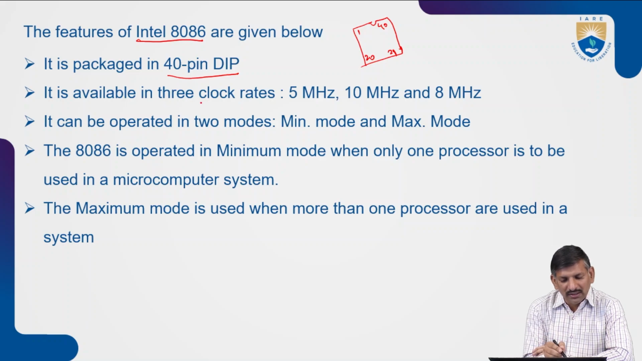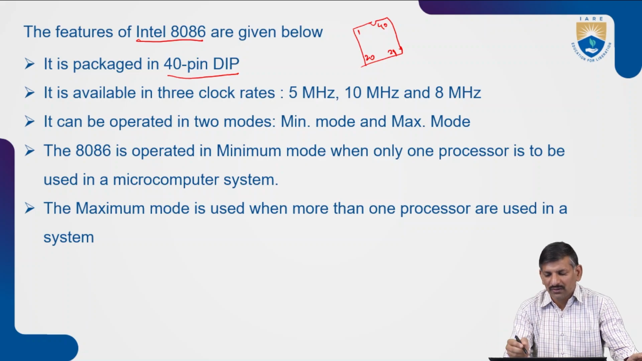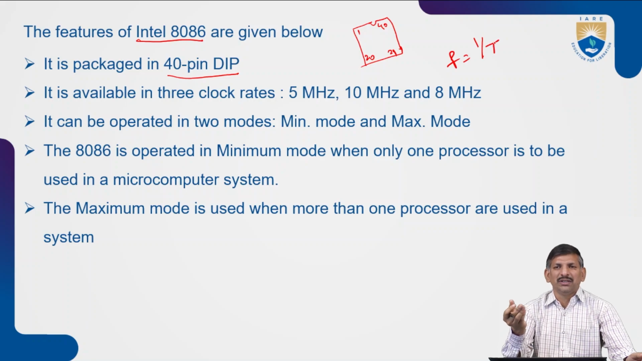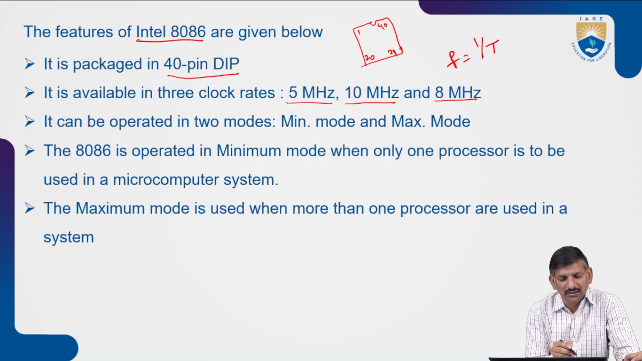Next, it is available in 3 different clock rates. Clock frequency indicates the speed of the operation. So F equals 1 by T. As the clock frequency increases, the execution time reduces. Time reducing means speed increases. So as the clock frequency increases, speed increases. This 8086 microprocessor is available in 3 different clock rates: 5 MHz clock, 10 MHz clock, and 8 MHz clock. Okay, 3 different versions.